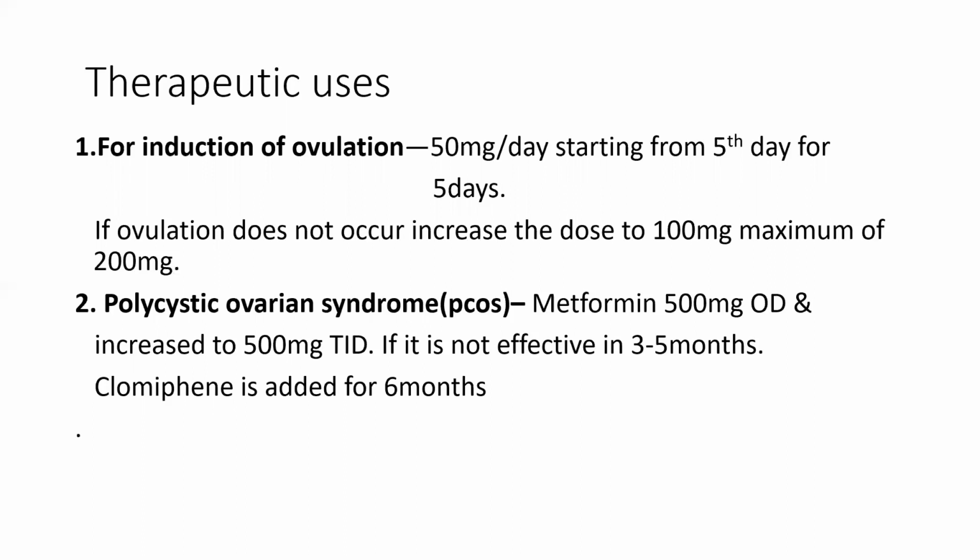The second use of clomiphene citrate is for the treatment of polycystic ovarian syndrome. For treating polycystic ovarian syndrome, the patient has to be treated first with metformin. Metformin is an oral hypoglycemic drug, but it has benefits in treating polycystic ovarian syndrome. The dose of metformin here is 500 milligrams once daily, and it has to be increased to thrice daily. If it is not effective within 3 to 5 months, then clomiphene citrate has to be added along with metformin for 6 months. This is the treatment schedule of polycystic ovarian syndrome.